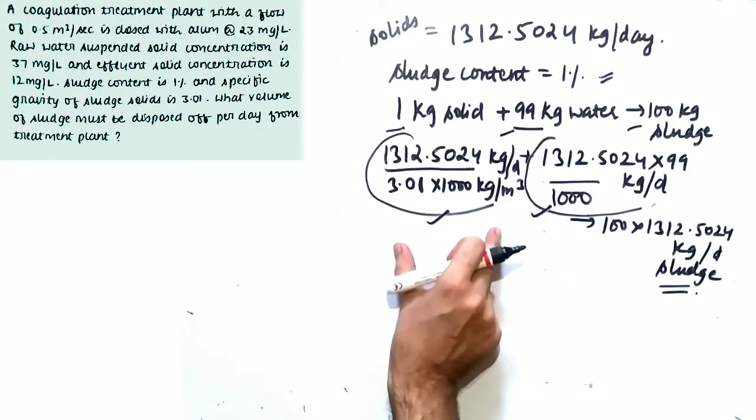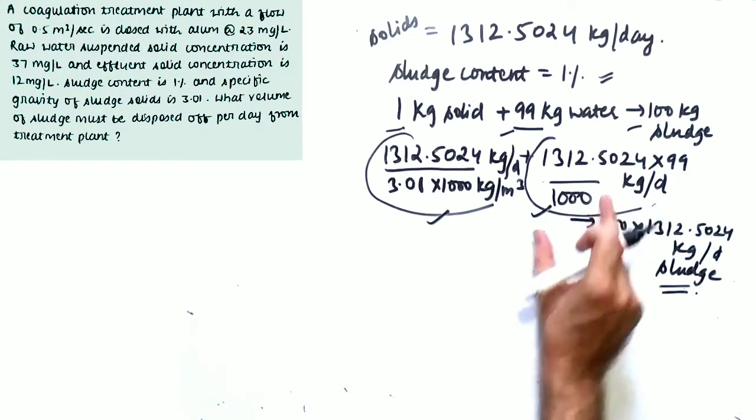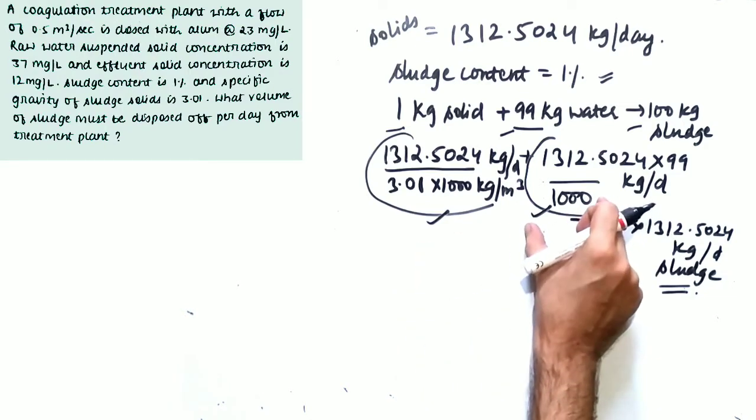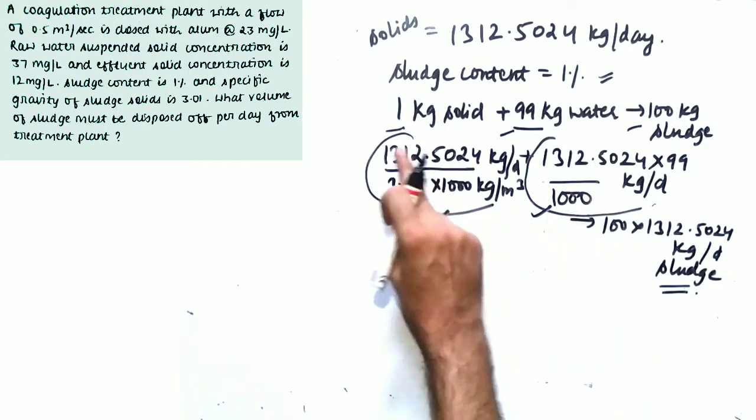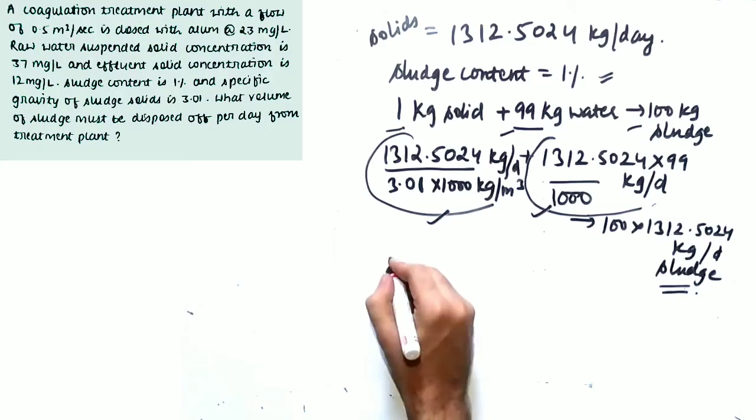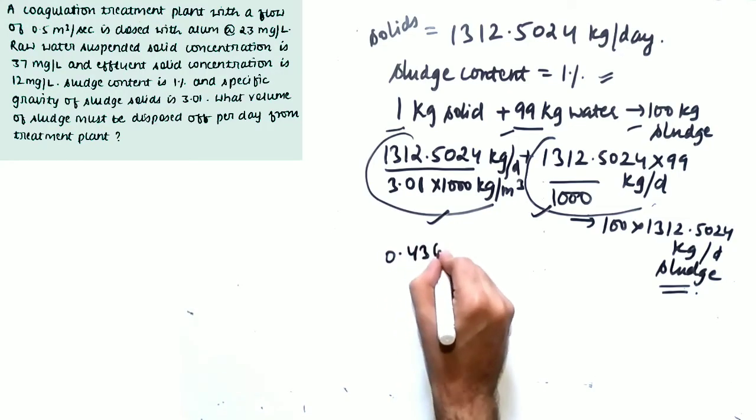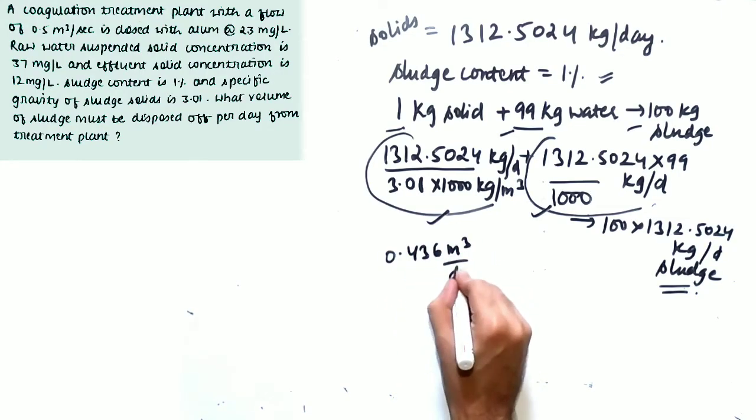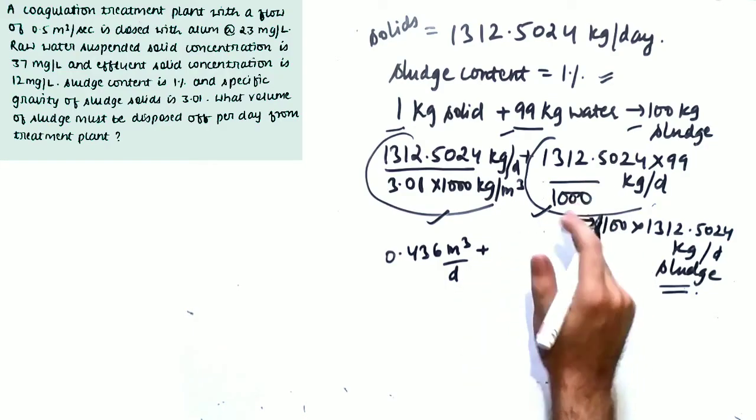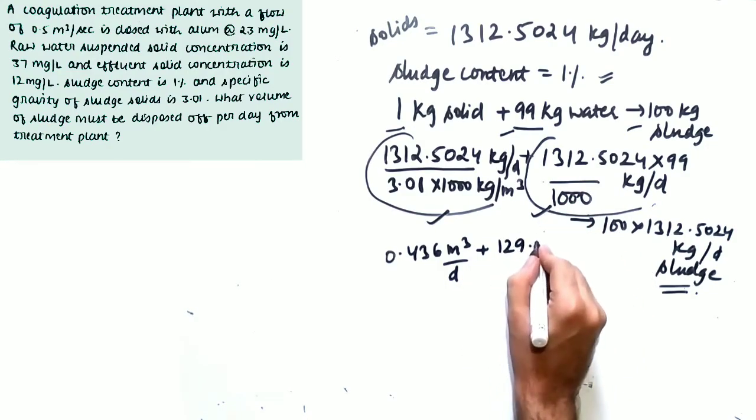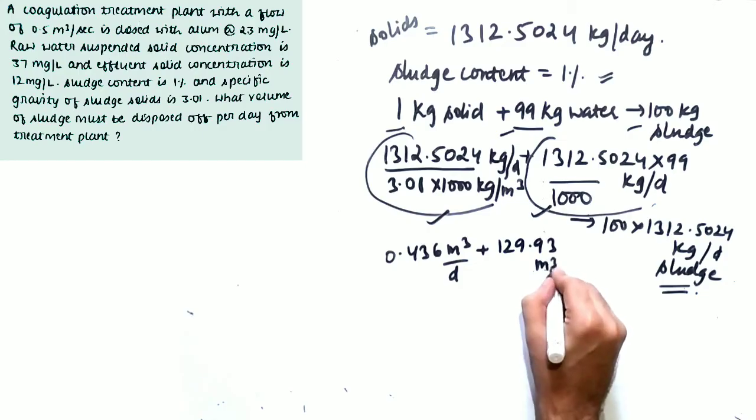So this will give you volume 1, this will give you volume 2. Volume 1 plus volume 2 will give you the volume of sludge. So when you divide this, it will come out to be 0.436 meter cube per day. Similarly, when you divide this, it will give you 129.93 meter cube per day.